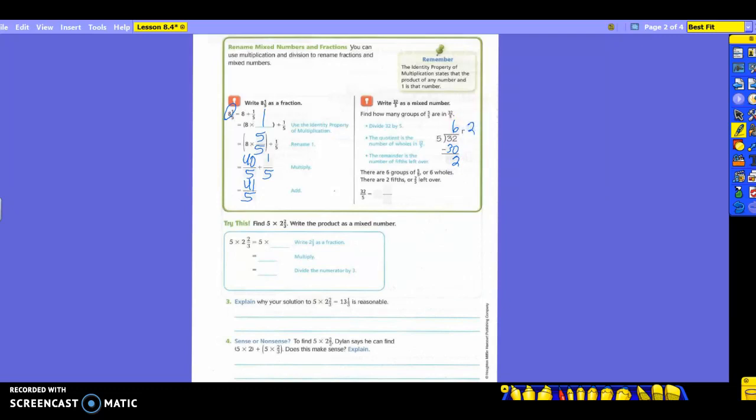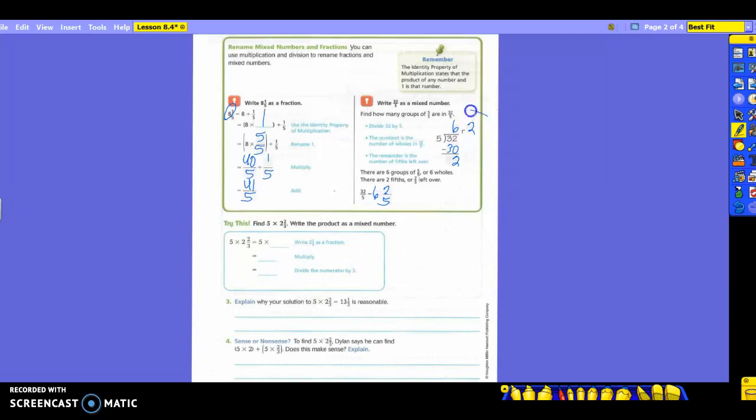So if I have a remainder, that's the amount of fifths I have left over, correct? Yes? So that means there are 6 groups of the 5/5, or 6 groups of 6 wholes. There are then 2/5 left over when we're done doing that. So that means that 32/5 is going to give you 6 and 2/5.